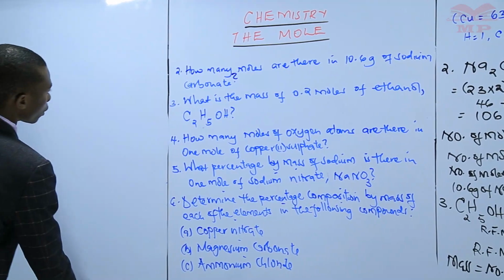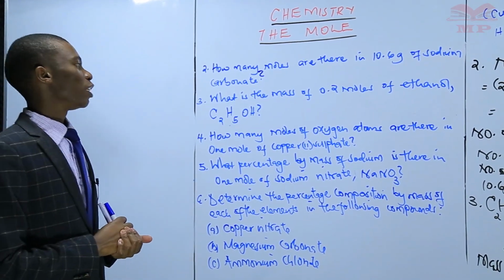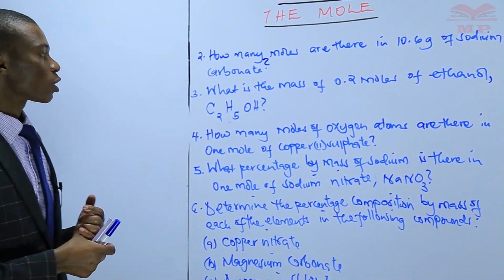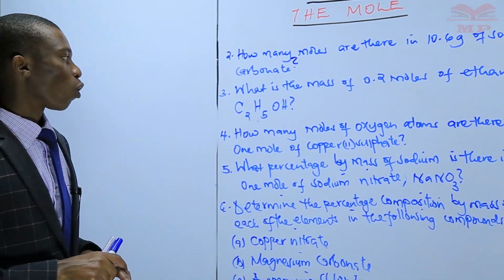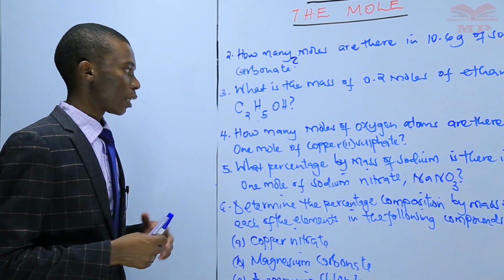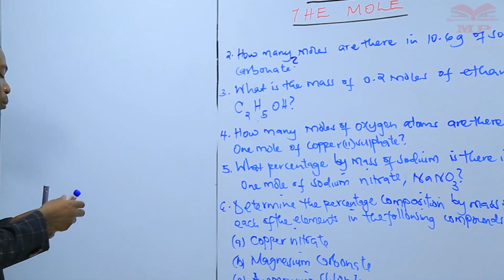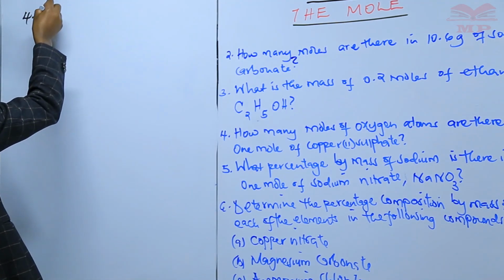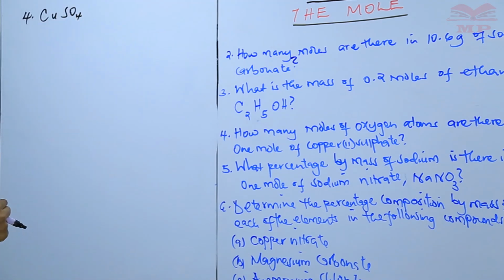Question number 4 is, how many moles of oxygen atoms are there in 1 mole of copper(II) sulfate? Therefore, we need first to get the molar mass of copper(II) sulfate. That is copper(II) sulfate.